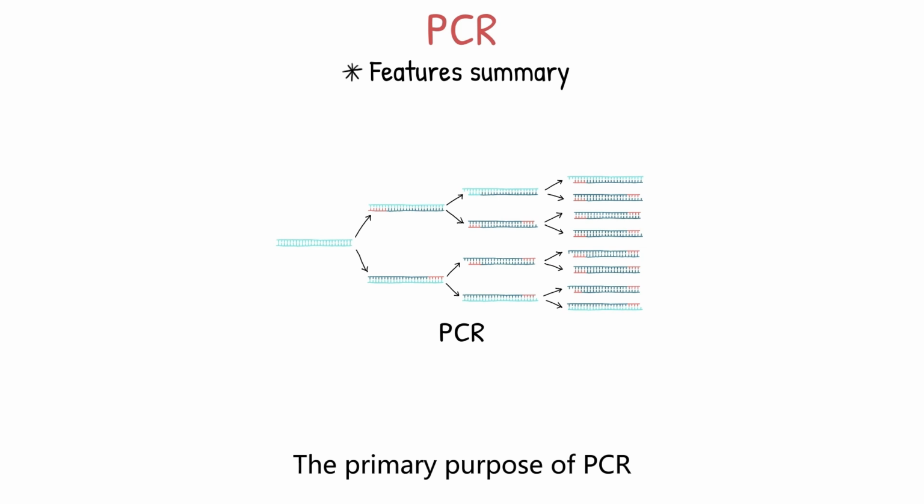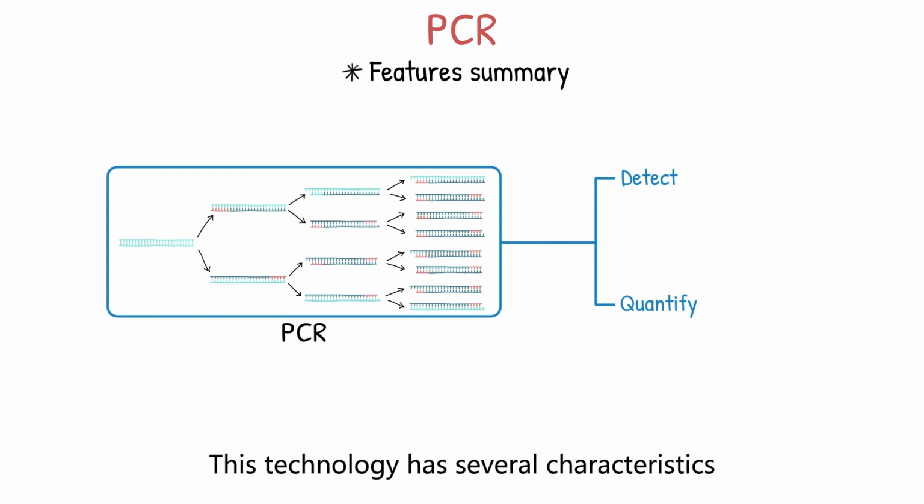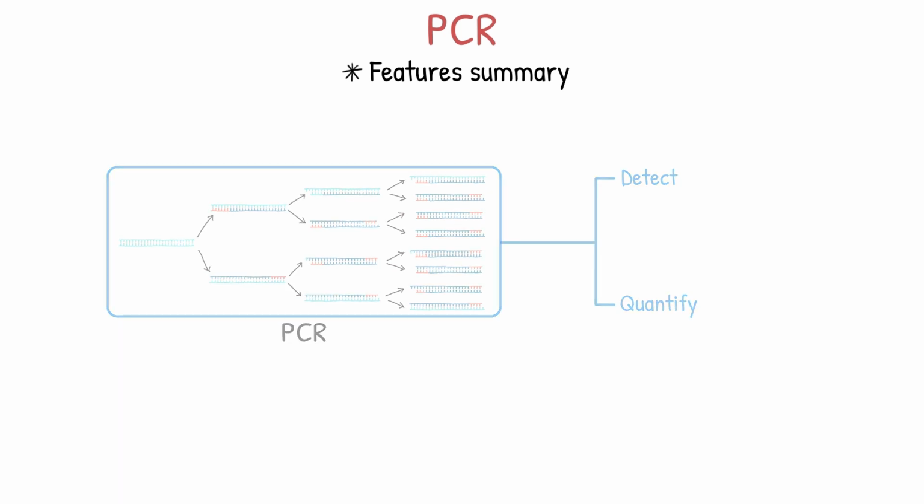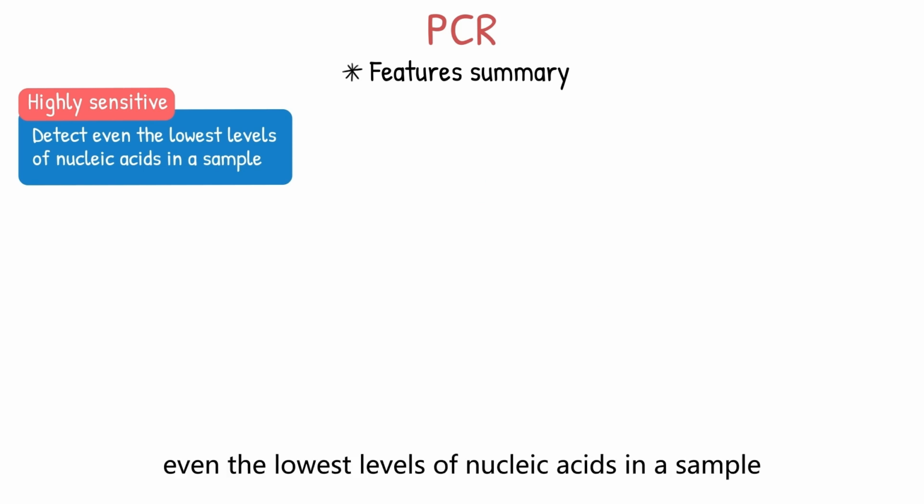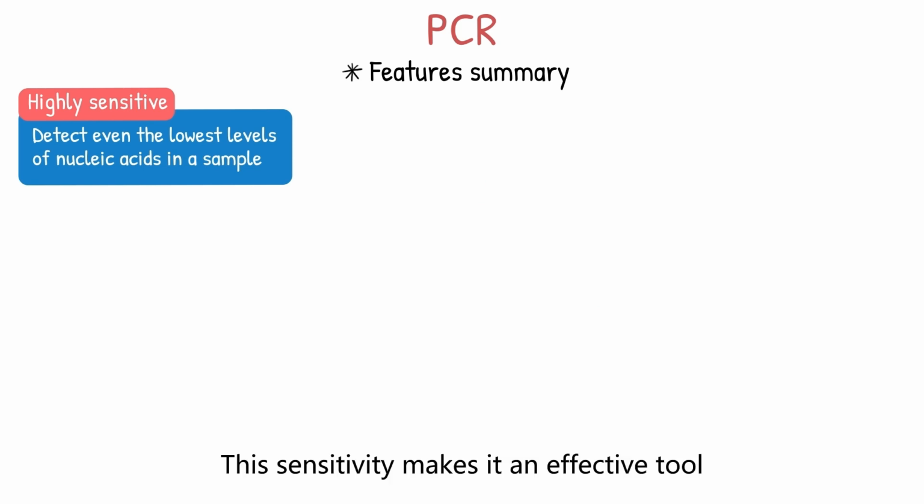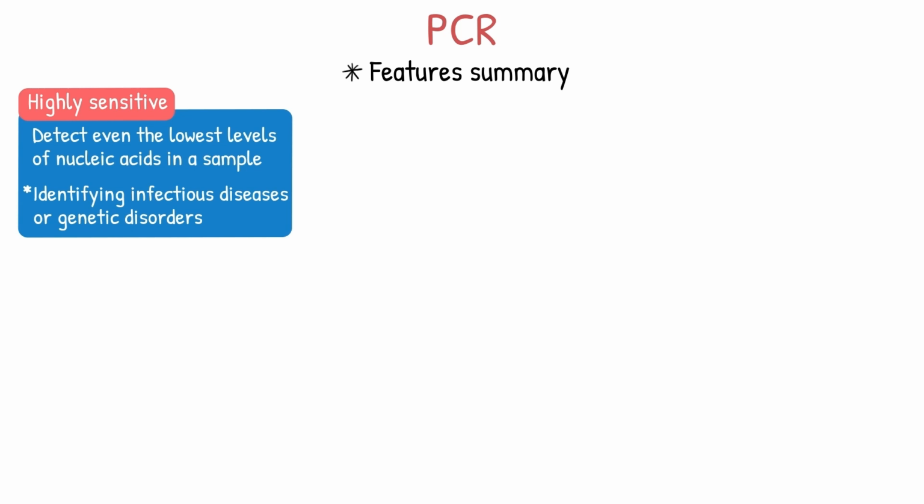IVD. The primary purpose of PCR is to detect and quantify nucleic acids in various samples. This technology has several characteristics that make it a popular choice in IVD. Firstly, PCR is highly sensitive and can detect even the lowest levels of nucleic acids in a sample. This sensitivity makes it an effective tool for identifying infectious diseases or genetic disorders.